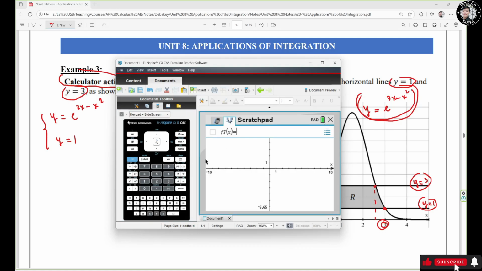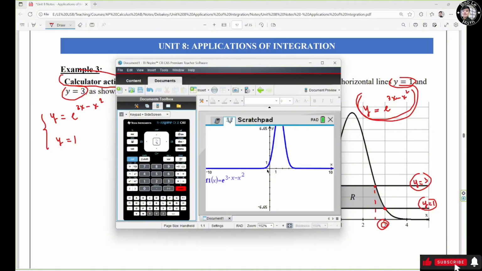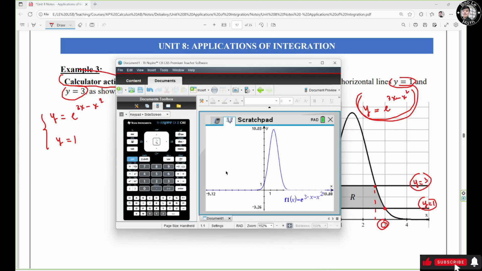F1 of s is going to be e raised to the 3s minus s squared. Hit enter, it's going to be right here. The second one is y equals 3, so I need to hit tab, put 3, hit enter, and it's going to be right here.